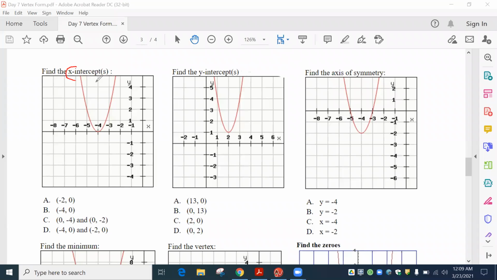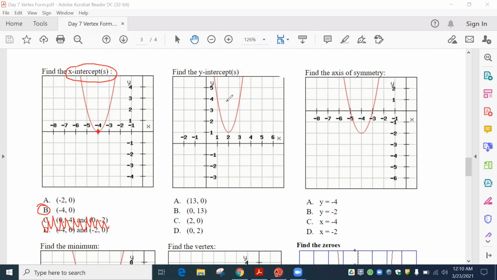So once again, x-intercepts where it touches the x-axis. So this only touches one time, and that's touching at -4. So these have 2 answers. That's definitely not it. And the only one that's touching at -4 would be B.